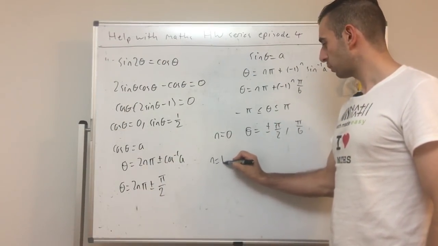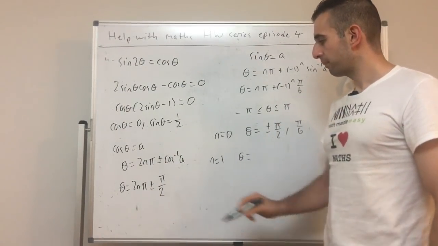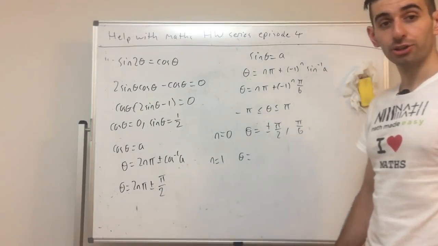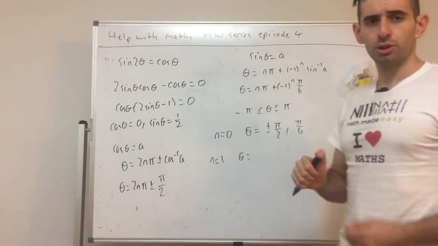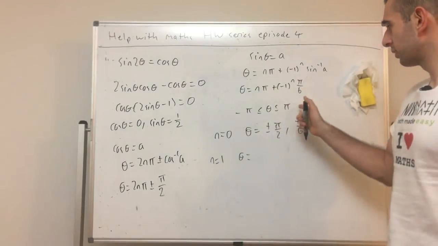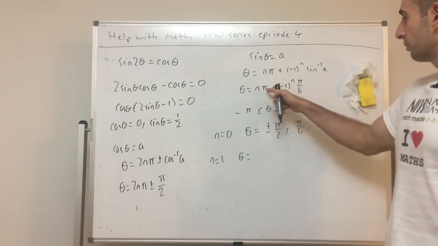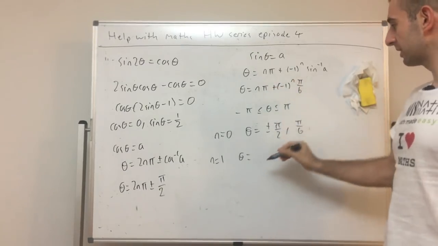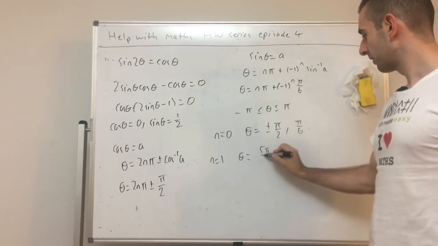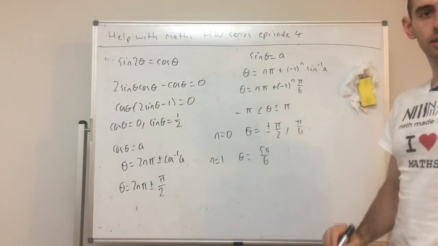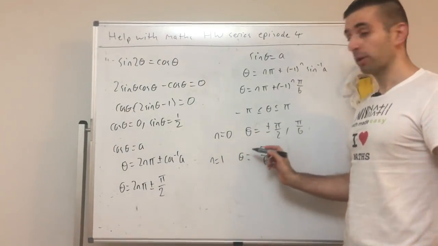Let's try the next one, 1. Now if we put in 1, 2 pi plus pi on 2 is too big. 2 pi minus pi on 2, still too big. That's 3 pi on 2, that's still outside. Let's put it in here. So it'll be pi minus pi on 6, 5 pi on 6, that is inside. So you can see now if I go to n equals 2, it'll be way too big.